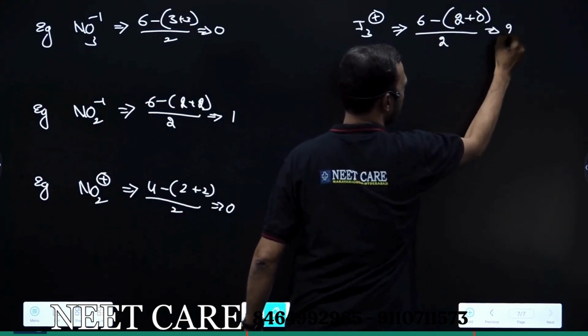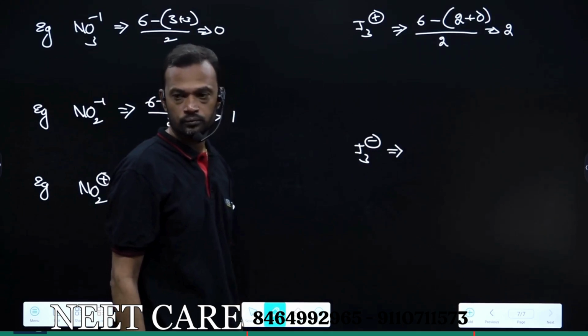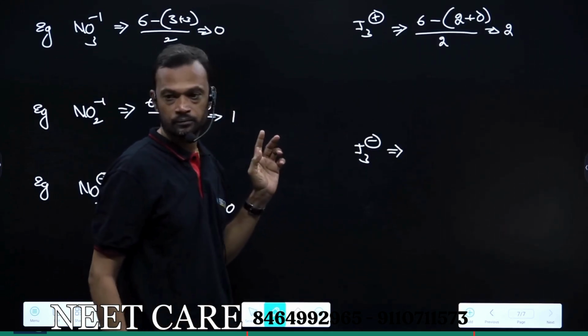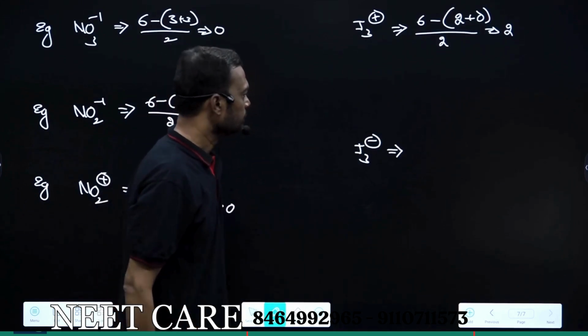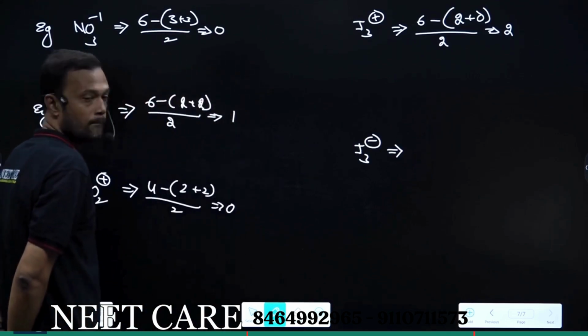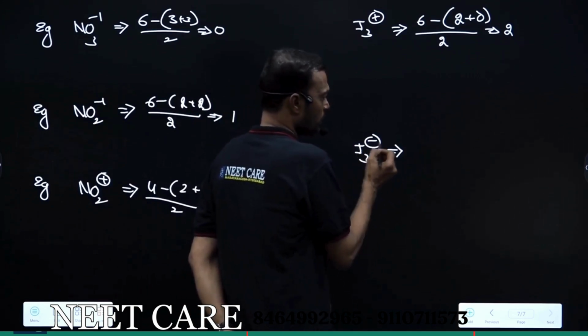2 sigma, no pi, divided by 2. Then how much will you get? Will you get 2 or 3? 6 minus 2, 4 by 2, 2. How many lone pairs are present? 2 lone pairs are present. Okay, now in this one, I3 minus 1. I3 minus means iodine carries 7 plus 1, 8.